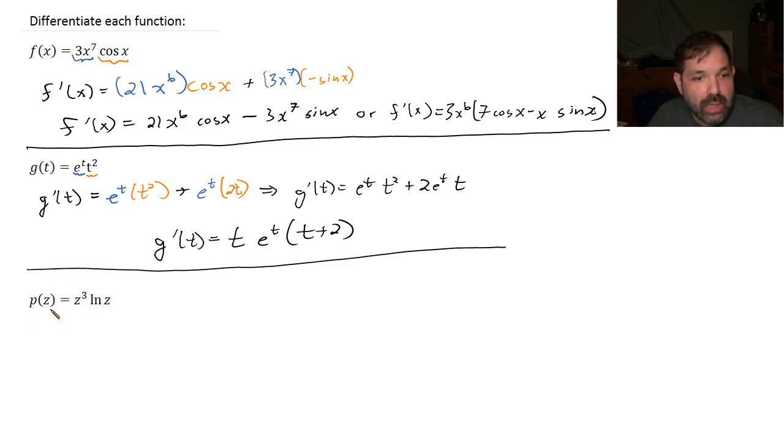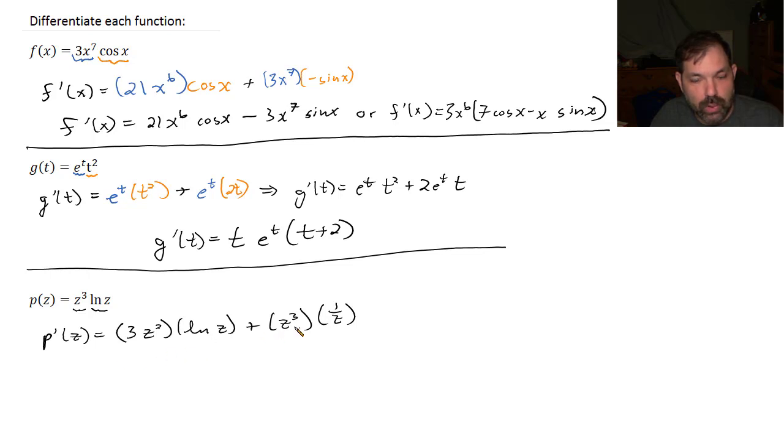All right, we have p of z is z cubed times the natural log of z. Again, I'll treat the z cubed as the first factor and the natural log z as the second factor. I'm not going to use the color scheme here. So p prime of z would be differentiating the z cubed, that would be 3z squared, leaving the natural log z alone, plus leaving the z cubed alone, differentiating the natural log of z, the derivative of natural log of z is 1 over z.